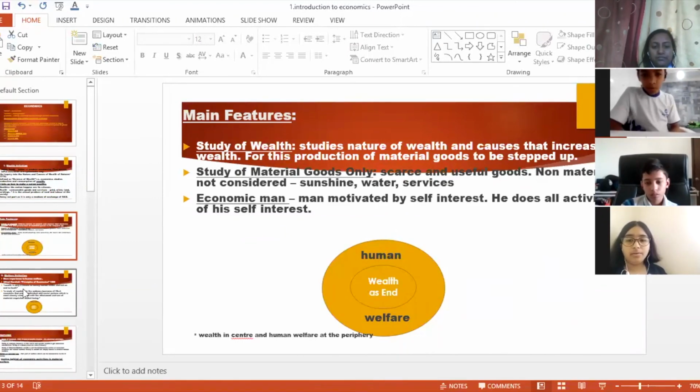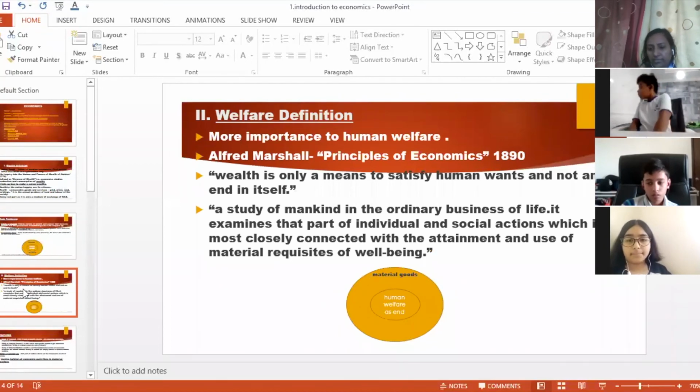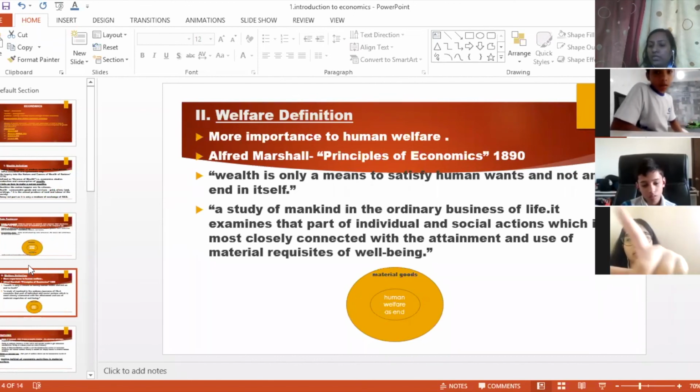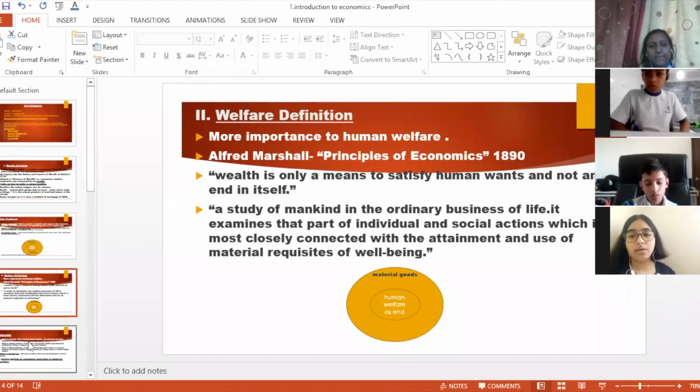Clear? The second was the welfare definition, given by Professor Alfred Marshall in his book Principles of Economics, published in 1880. He considered human welfare as an end and not wealth as an end. Wealth was only a means to satisfy human wants. And he studied the ordinary man.